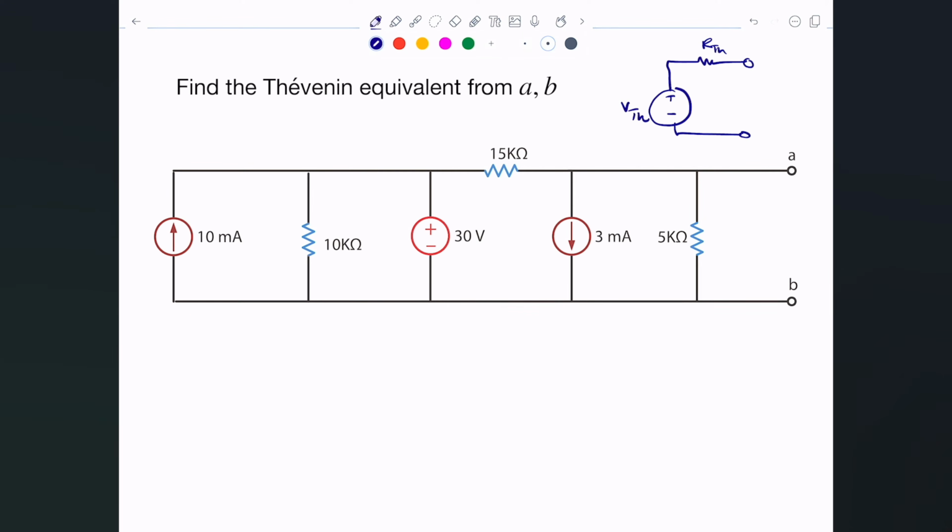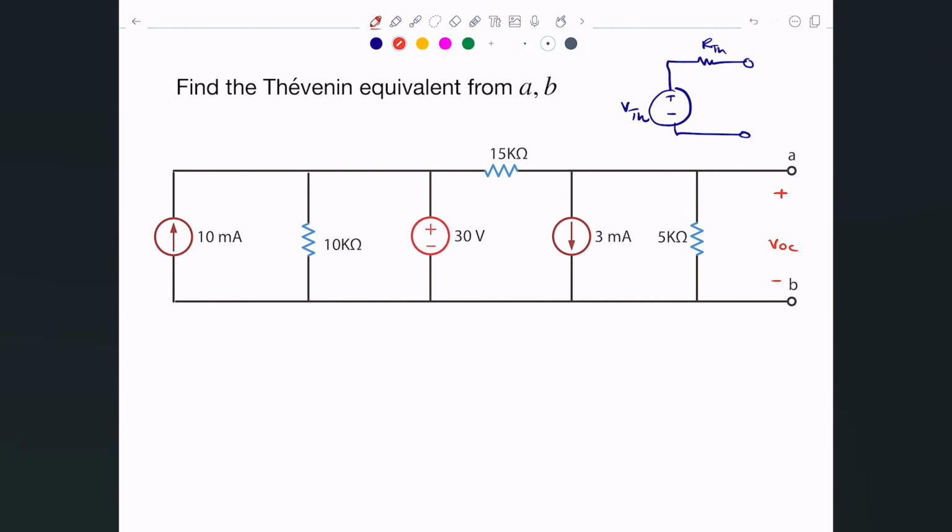So the very first step to finding V Thevenin is finding the open circuit voltage. So we're going to take a look at AB and we're going to keep it open circuit. And we will say, well, the voltage we're interested in, this here, plus minus, this is the V open circuit. And we use a circuit analysis technique.